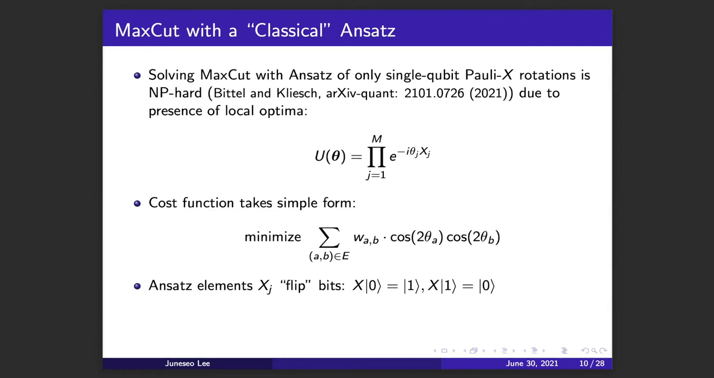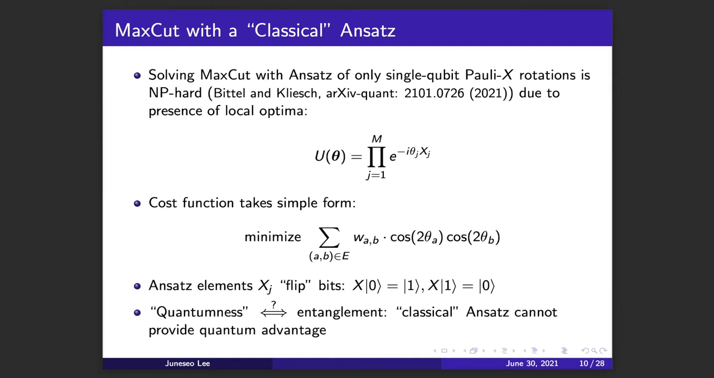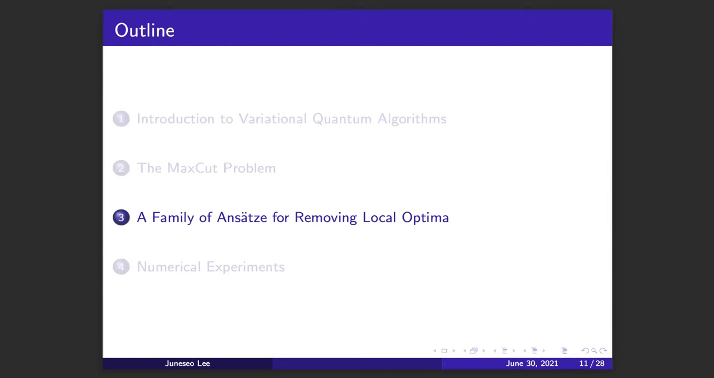And for a final intuition, most people, and I've actually seen this explicitly in recent PQA papers, associate quantumness with entanglement. So it makes sense that since single qubit gates can't create entanglement, this circuit wouldn't be able to provide a quantum advantage. And so we can call this ansatz a classical ansatz, and I use that in quotes here, and ask whether or not you could add multi-qubit operations that create entanglement in order to help get rid of the local optima. So now I'll be introducing a class of ansatz, which we call the X ansatz, that we use to try and remove these local optima.